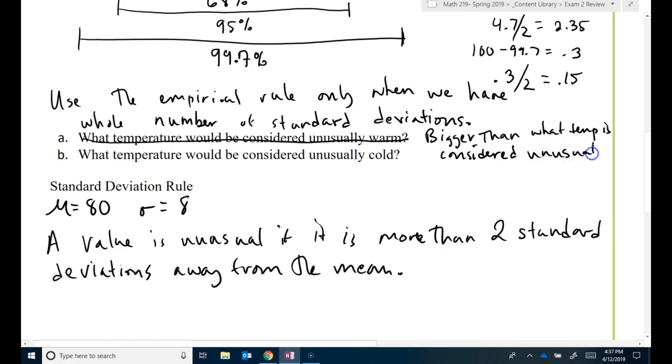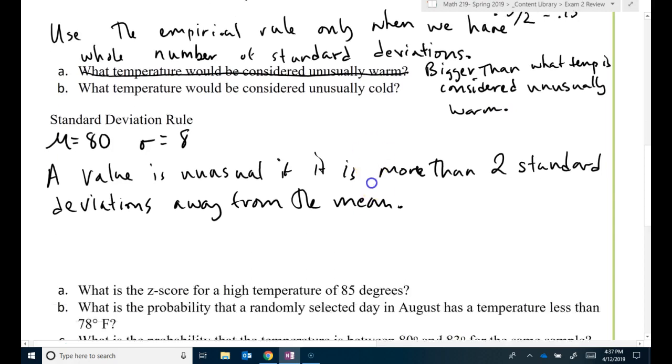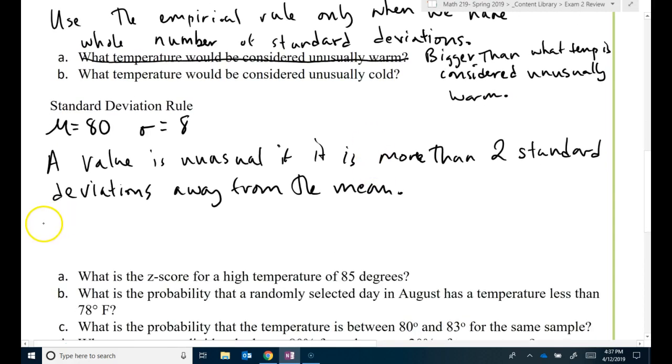All right, now all we need to do is take the value, call it x, which is going to equal 80 plus 2 times 8, because that's 2 standard deviations above the mean. So that's 80 plus 16, which equals 96. So for this first one, it's going to be 96. It's going to be 2 standard deviations bigger than the mean. Okay? Right? 1 standard deviation is 8, 2 would be 16.